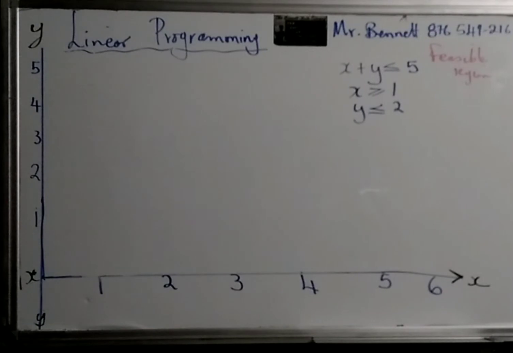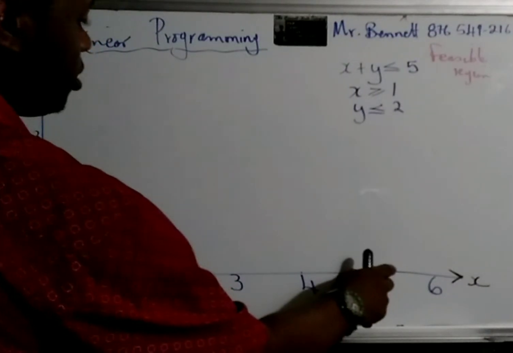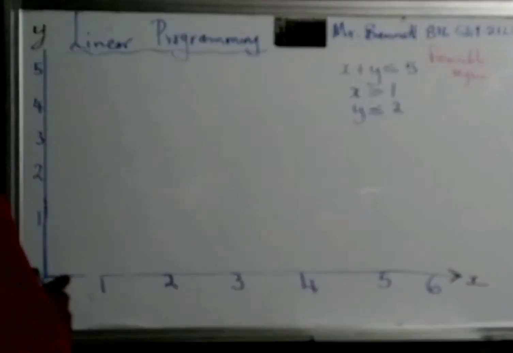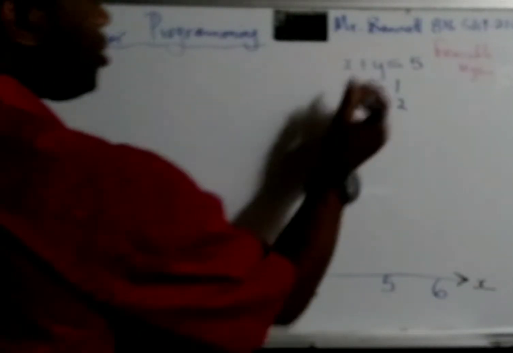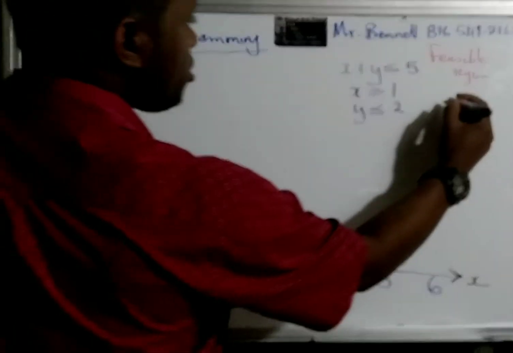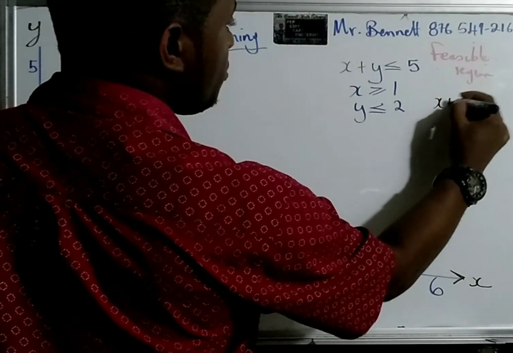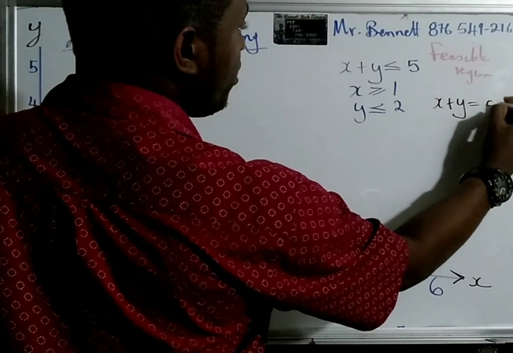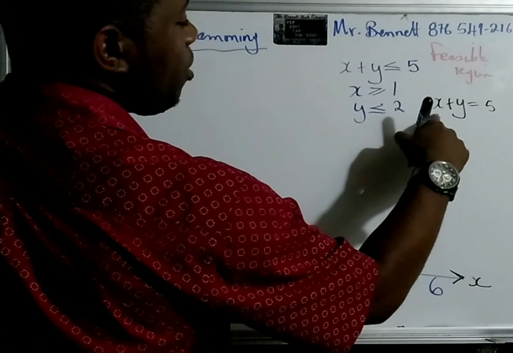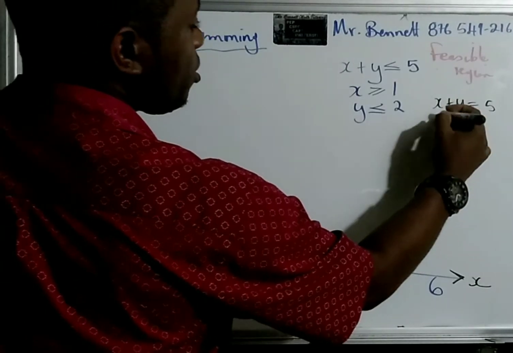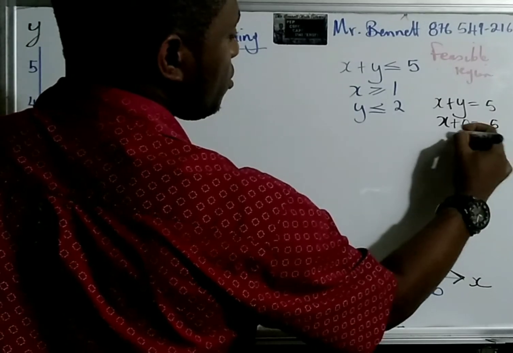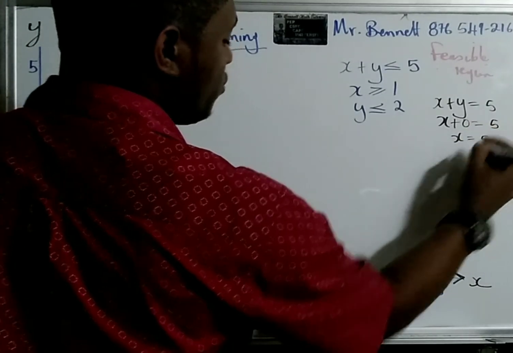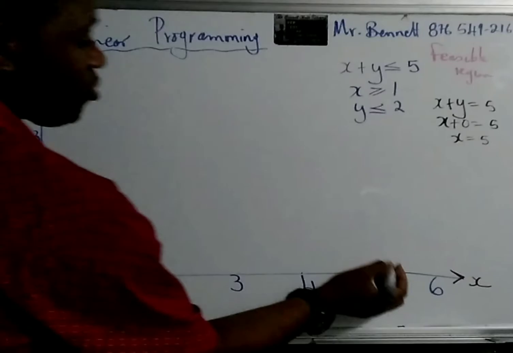So what we need to find out is where the line is going to cut on the x-axis and where it cuts on the y-axis. To find that out, we just equate. For the first one, let us say we have x plus y is equal to 5. To find the value of x, we equate y to 0, right? So x would be equal to 5. So on the x-axis, we know that it's right here.